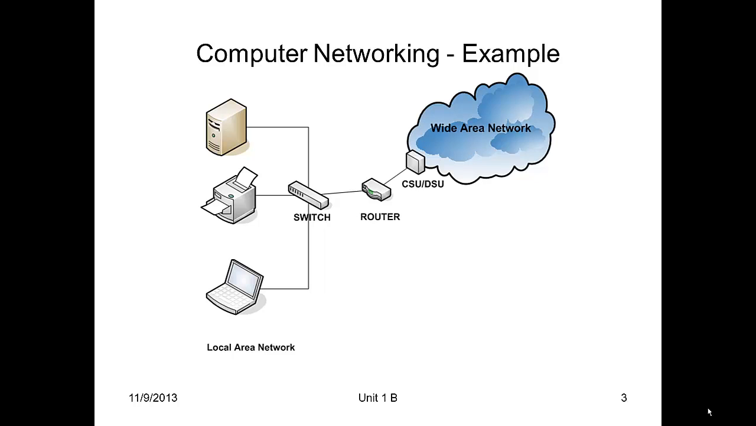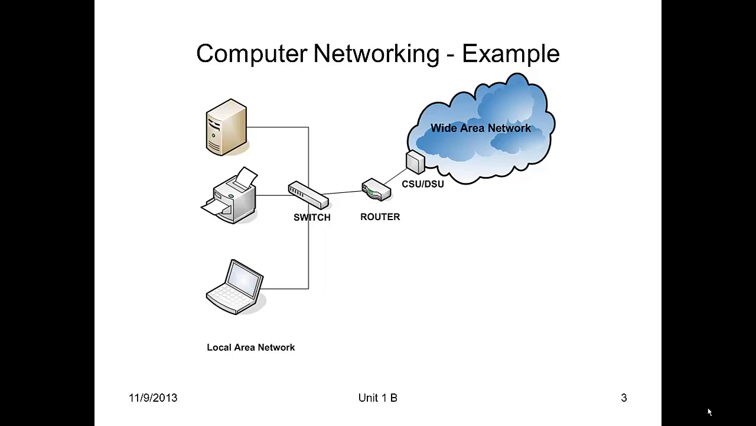Here's an example of a computer network. You see you have a local area network where you've got three devices connected to a switch here. Those three devices are all part of the same network. They're talking via what we'll soon discuss as a layer 2 protocol. They know each other directly and communicate directly with each other.